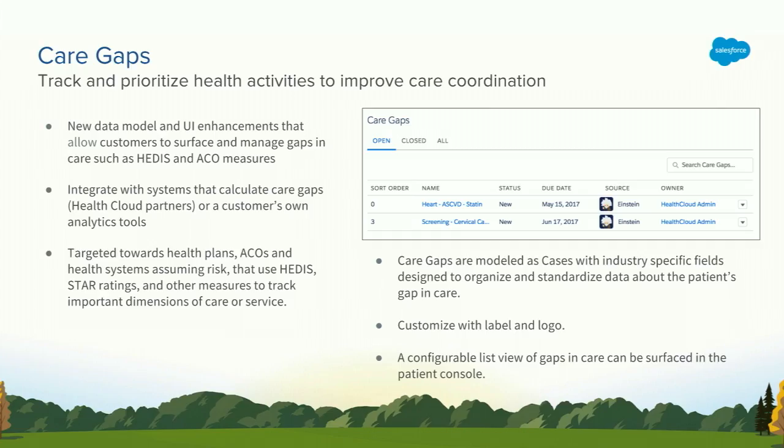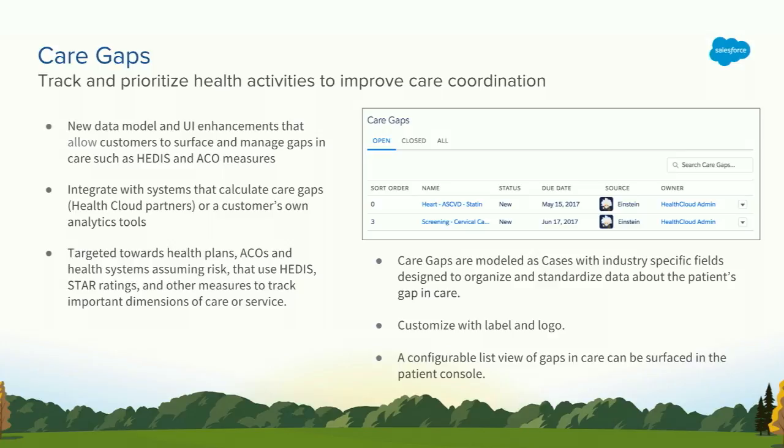So what care gaps does is it introduces a record type on the case that allows us to really focus on what are the aspects of a care gap that need to be addressed, such as the status, what kind of workflow do I want? Do I need to be able to have escalation rules? Things that are very easy to configure with a case record type. And then also the ability to identify the source.